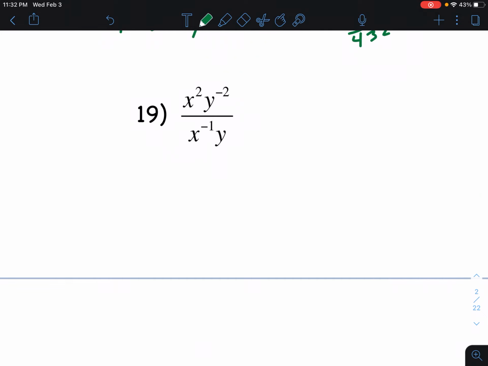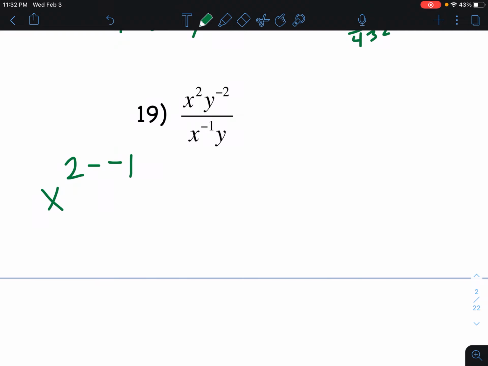Okay, number 19, and now I'll make this the last one. So based on the rule I just taught you, we are dividing here with this fraction. So we're going to subtract. So for the x, you don't need to write it as a fraction right away. So do this. Go x to the second minus x to the first. I'm sorry, I said y. I meant to say x to the second minus negative 1.